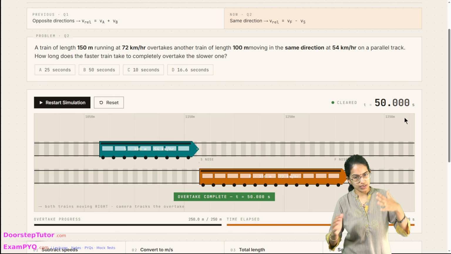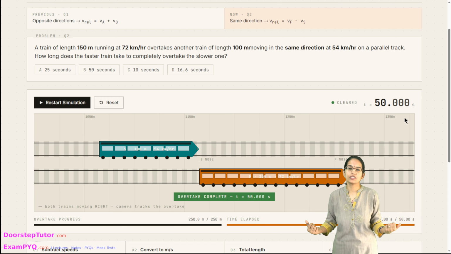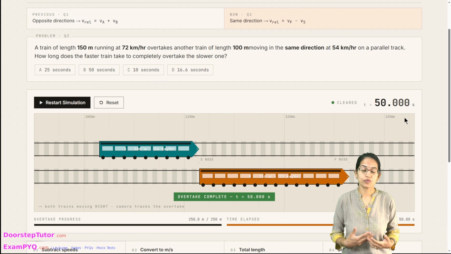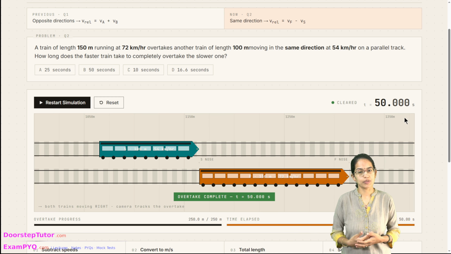So the lengths of the trains would be added. However, the relative speeds of the two trains would subtract when they are coming from the same direction. However, when they are coming from opposite directions, the relative speeds would add up.